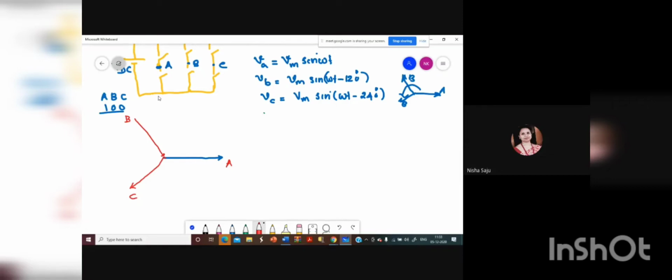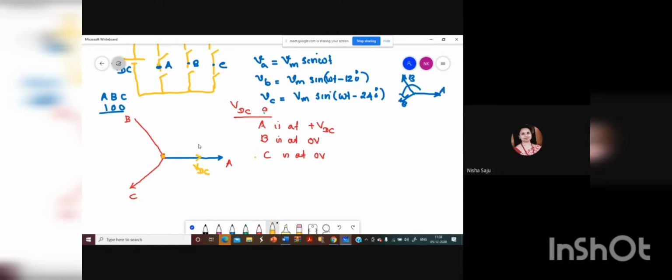A is now at plus VDC level and B is at 0 level, because B is with respect to the bottom level, which is the ground position, so you will be getting 0. If A is with respect to the top level, you will be getting plus VDC. So two combinations are there. If top switches are on, you will be getting plus VDC level. So ABC equal to 1 0 0 means A is at plus VDC level, B is at 0 volt and C is at 0 volt.